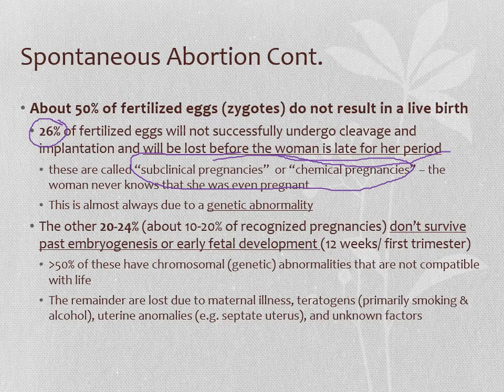So the other ones where the problem was failure to complete embryogenesis, right, which was about 20 to 24% of all fertilized zygotes. That's only about 10 to 20% of recognized pregnancies, right, where the person realized, oh, wow, I'm pregnant, and then they had a miscarriage. So, about half of miscarriages aren't even recognized as miscarriages.